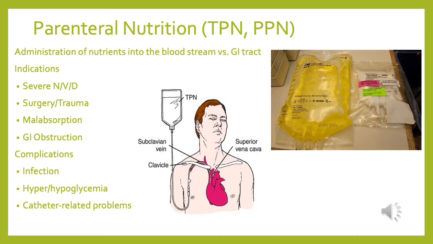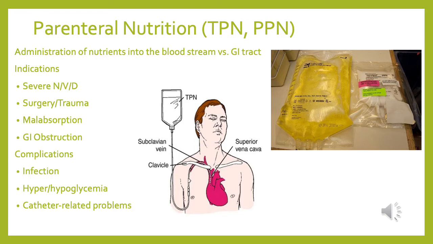In some cases, clients cannot be fed through the GI tract either at all or enough to sustain life. So they are good candidates for something called parenteral nutrition. There is TPN, or total parenteral nutrition, which supplies the total amount of nutrition to the patient each day and is administered into the bloodstream, usually through a central venous access device instead of through the GI tract.